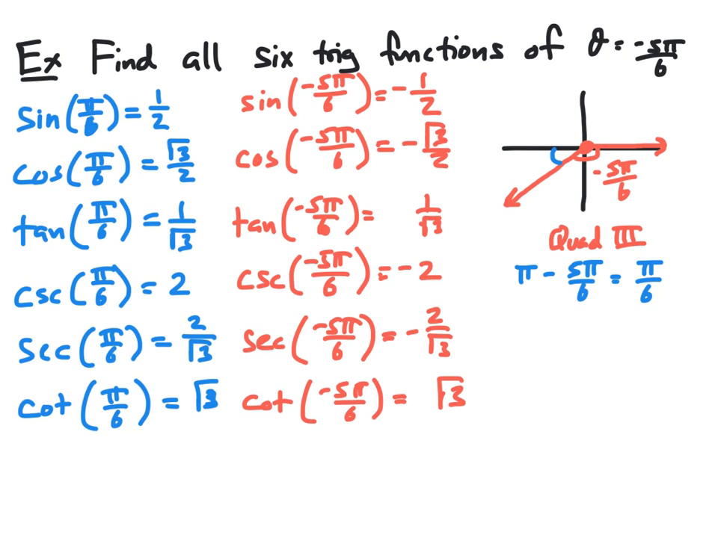And therefore, our final 6 trig function values for negative 5 pi over 6 are here. The sine is negative 1/2. The cosine is negative square root 3 over 2. The tangent is positive 1 over square root 3. The cosecant is negative 2. The secant is negative 2 over square root 3. And the cotangent is positive square root 3.